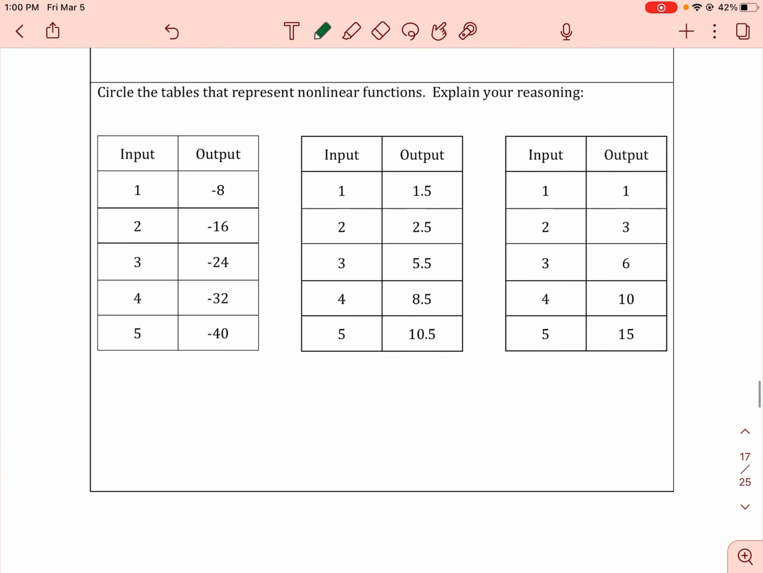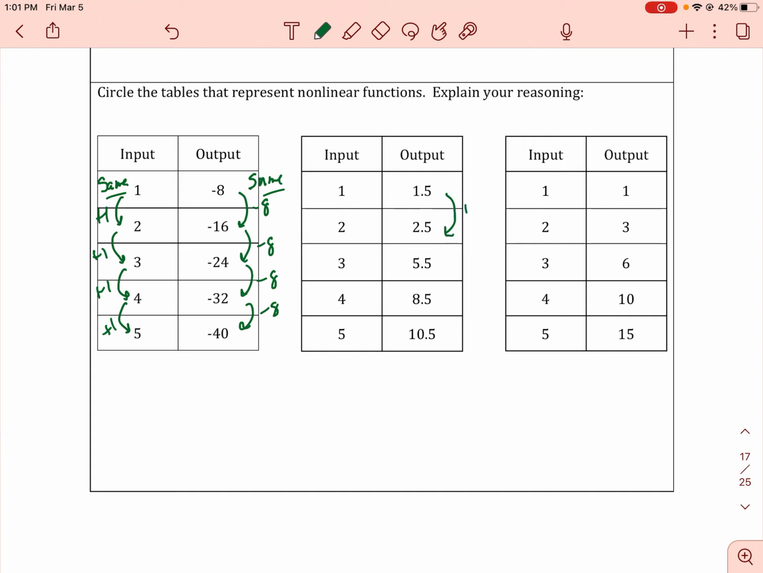Circle the table that represents a nonlinear function. So, in order to find a nonlinear function, we need to see if we can find the slope. I see I'm decreasing by 8, decreasing by 8, decreasing by 8, decreasing by 8. These are all doing the same thing. Plus 1, plus 1, plus 1, plus 1. These are all doing the same thing. Since both sides are doing the same thing, this is linear because you can find the slope.